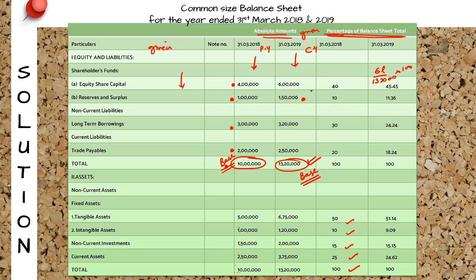So this is how we prepare a common size balance sheet, where the first three columns are basically given to you in the question. You only need to find out the percentage from the balance sheet total for the previous year and for the current year.